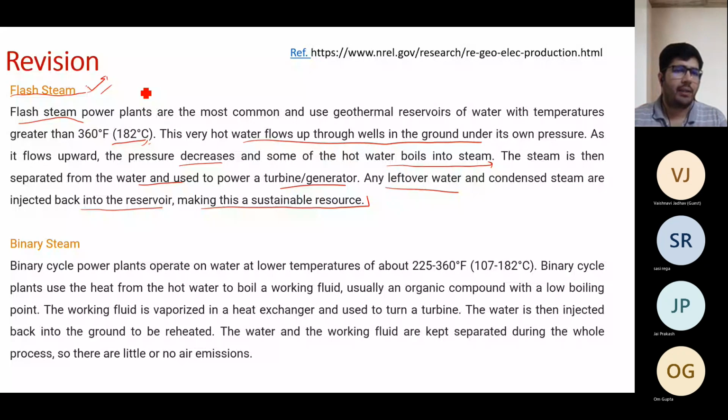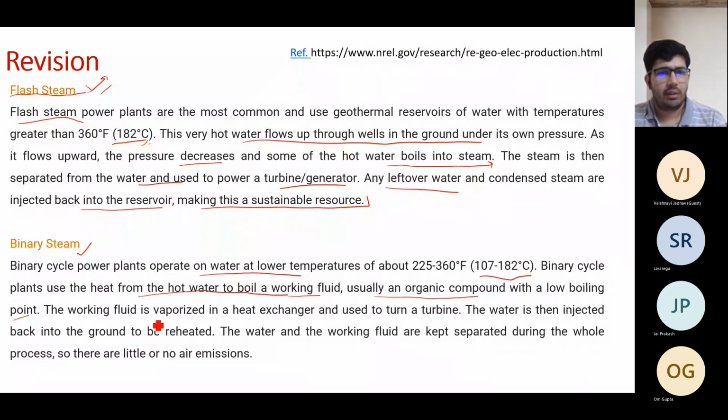Okay, the third one is the binary system. Binary cycle power plants operate on water at low temperatures, in the range of 107 to 182 degrees centigrade. Binary cycle plants use the heat from the hot water to boil a working fluid, usually an organic compound with a low boiling point. So again, as in OTEC, here also we are using a low boiling point fluid that can be used in the turbine.